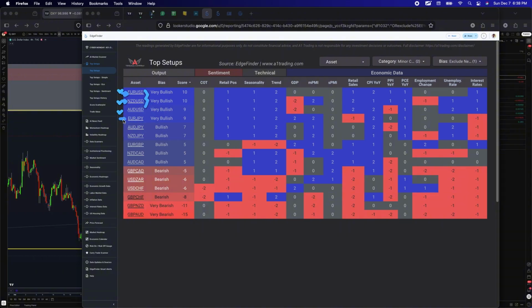EURJPY, I'm not interested for now. Aussie dollar, not interested for now. Kiwi yen, not interested for now. Euro GBP, I will not be buying this one for no reason. NZD card, not sure if I'm going to be buying. Aussie card, not sure I'm going to be buying after the Canadian dollar data that came out last week. I will not be buying this too. But you might look into Kiwi dollar and Euro dollar for a buy, right?